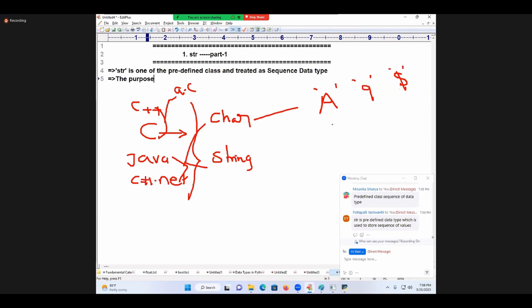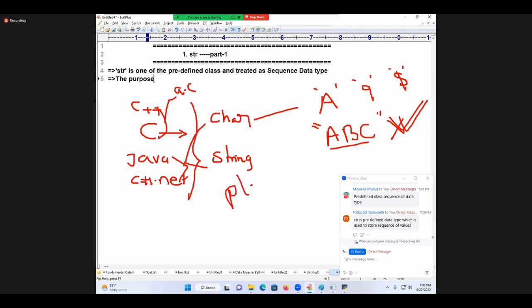Any group of characters enclosed within single quotes is wrong. It is not a character. A group of characters enclosed within single quotes is not a char. It is a string. So I need to write it within double quotes. That time it is called a valid string.